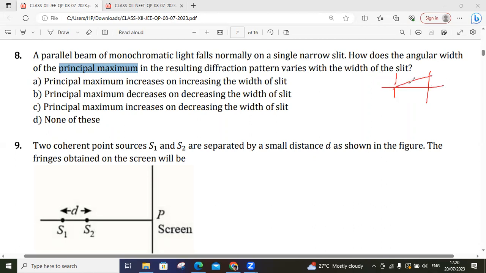So how much is that principal maximum angular width in single slit diffraction? If you see, this will be at theta equal to lambda by a, our first dark fringe, and here also at theta equal to lambda by a. So this will be our central bright. So angular width will be 2 lambda by a, right? This is lambda by a, this is lambda by a. So angular width will increase if a decreases. Increase on increasing, no. Decrease on decreasing, no. Increase on decreasing, correct. Width is C. And we'll go for the 9th question.